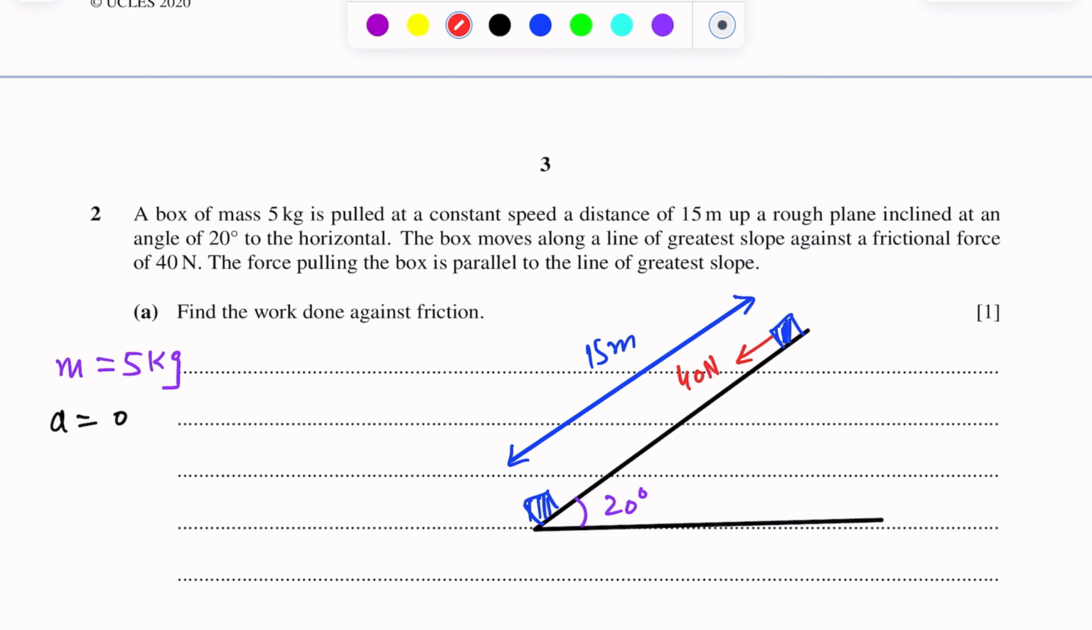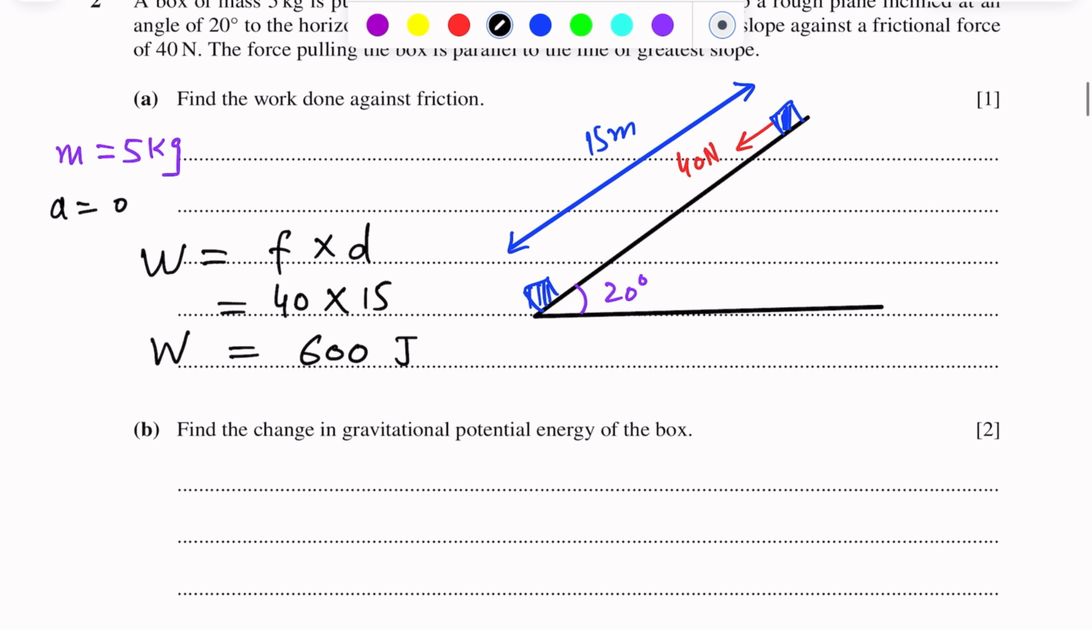We have to find the work done against the friction. So the frictional force is 40 Newton. We are using this formula for work: work is equal to F into d. F is 40 and distance is 15. So we get 600 joule. This is the work done against the friction.